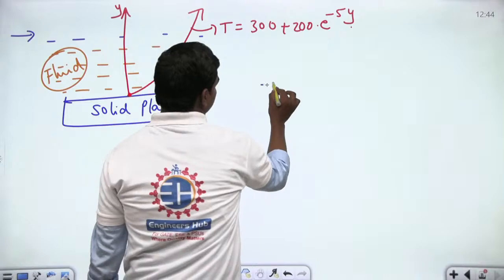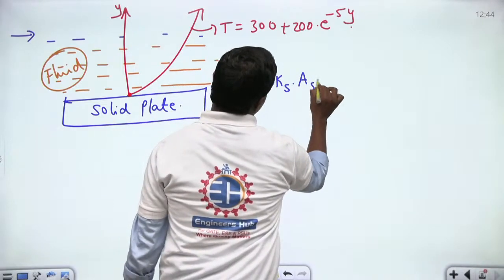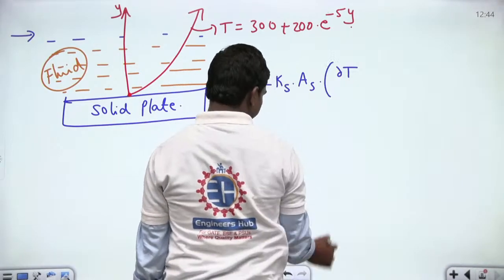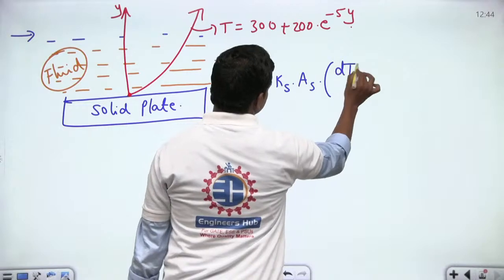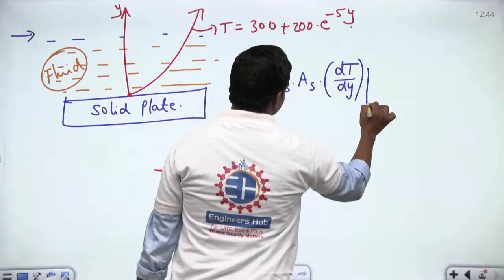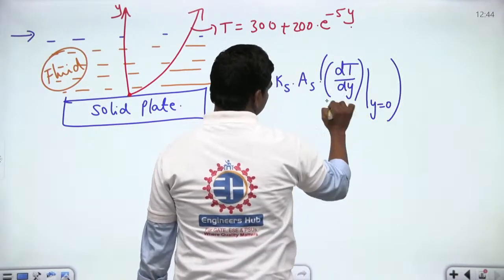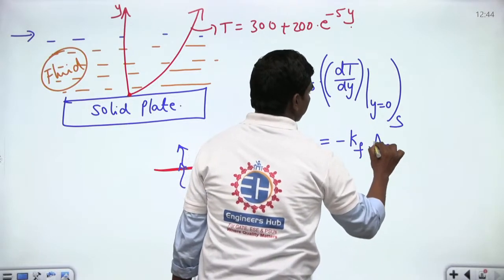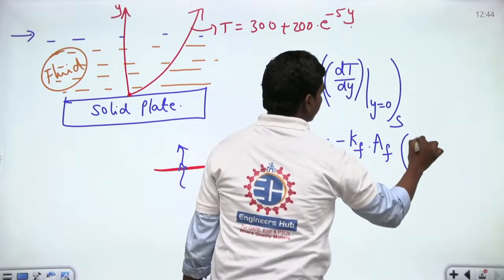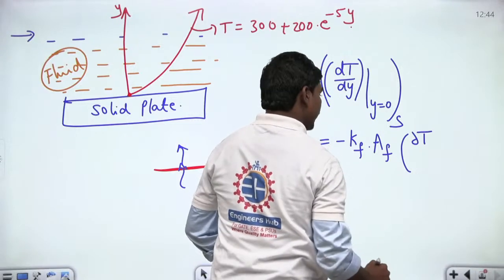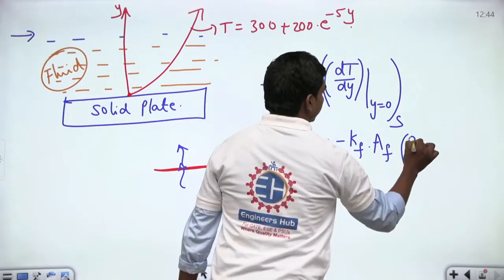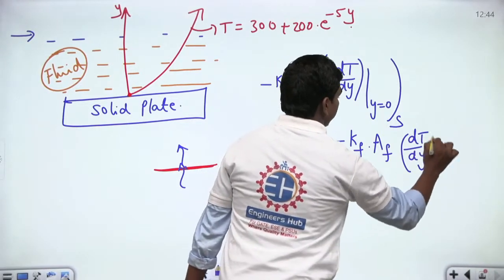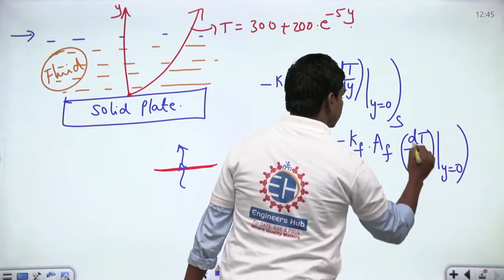So we can write minus k solid, area of solid, into dou T by dou y. Since this is only a function of y, you can write dT by dy straight away at y is equal to 0. This is for the solid case. This should be equal to minus k fluid, A F, area of cross section on the fluid side, into dT by dy at y is equal to 0, since this is again a function of y alone, and of course this is for fluid.